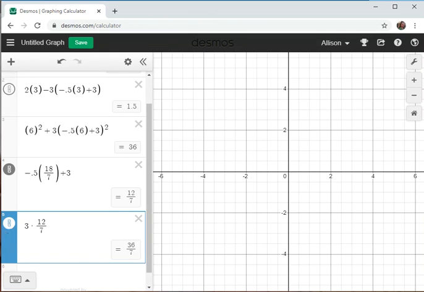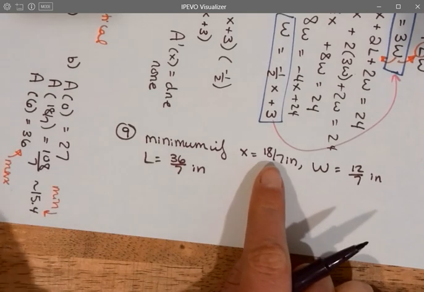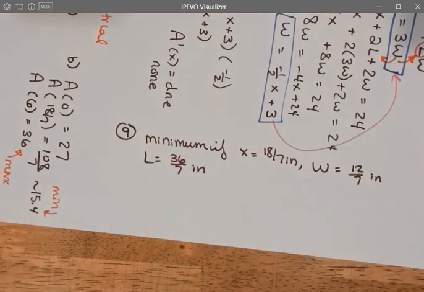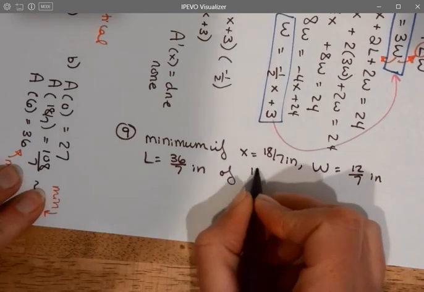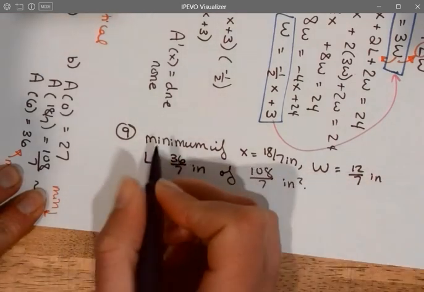All right, so I've got that written down. I'm going to flip my screen again. So I have a minimum if I have a length of the square of 18/7, length and width of the rectangle 36/7 and 12/7 inches. Minimum of 108/7 square inches. So that's the first part.